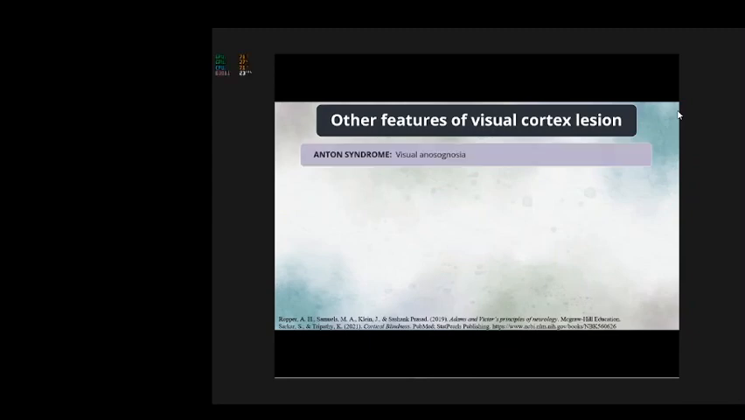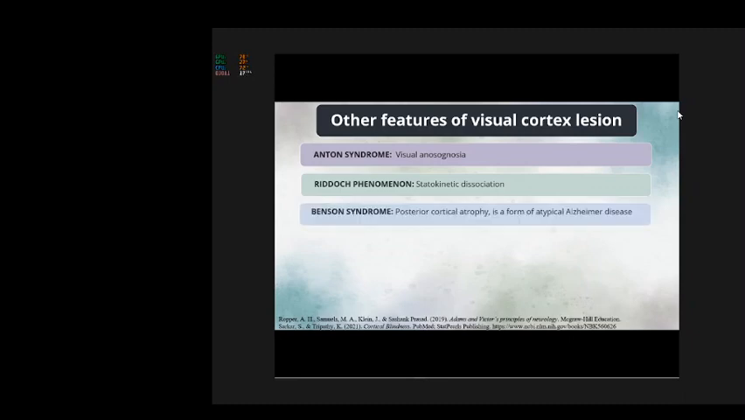Other features of visual cortex lesion: Anton syndrome, described as visual anosognosia. These are patients who do not believe they are blind even though you know they are blind. Riddoch phenomenon, statokinetic dissociation. Here, patients can only perceive moving objects in the blind field, not the static ones. Benson syndrome, also known as posterior cortical atrophy, is a form of atypical Alzheimer's disease. The patient shows decreased visuospatial and visuoperceptual capabilities.